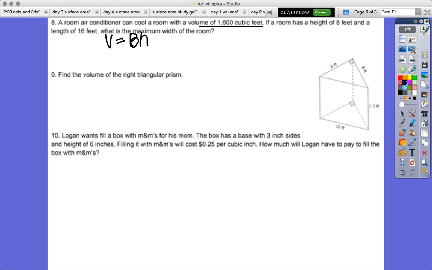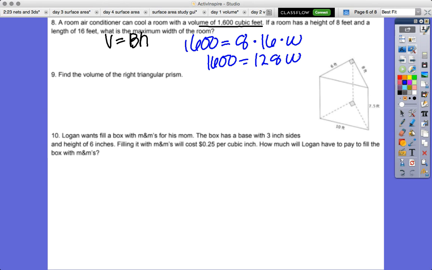We don't know our area of the base because we're looking for the width. So I'm just going to go ahead and use what I know in my formula. I know my volume is 1,600 cubic feet. I have a height of 8, a length of 16, and I don't know the width. Now, 8 times 16 gives me 128. So I have 1600 equals 128W. I divide 128 on both sides, and I get a width of 12 5/10.